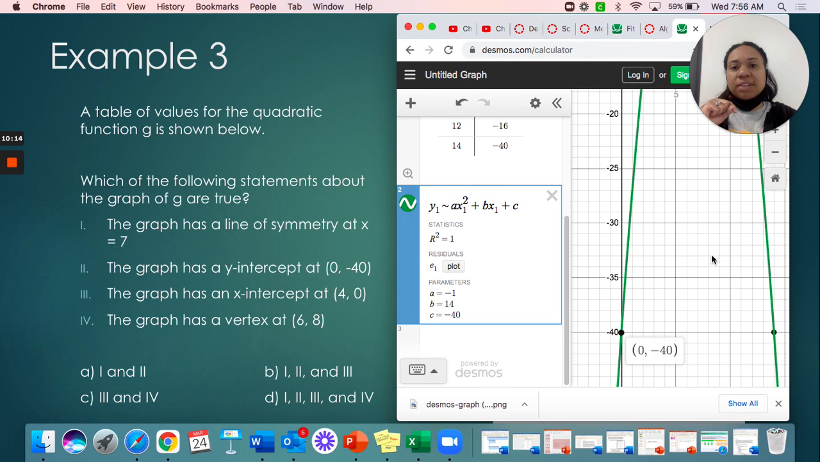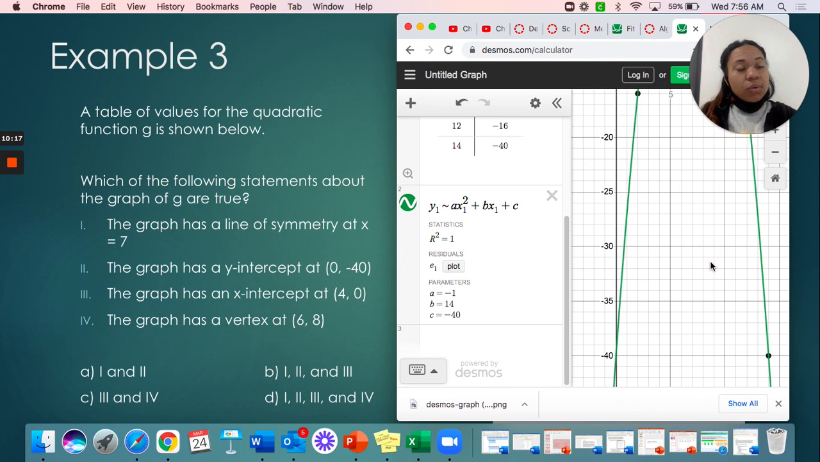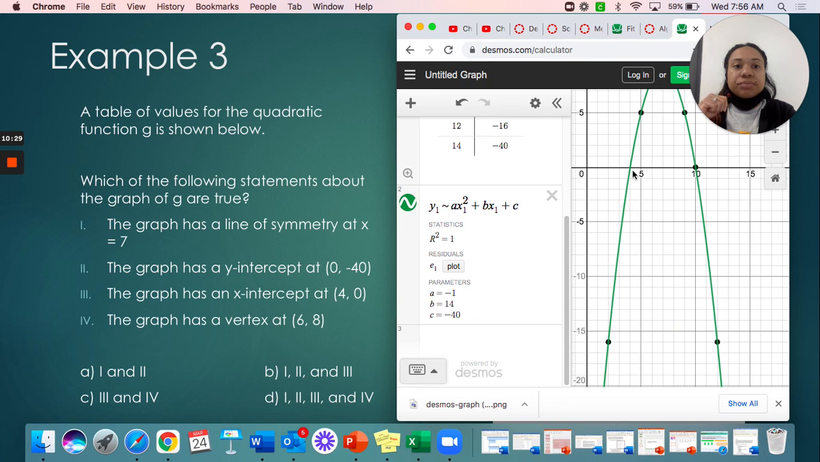The graph has an x-intercept at 4, 0. I don't know. Let's go look. Okay, so my encouragement is take your time looking. You have something that's giving you the answers. It's your job to know what each thing means. So it has an x-intercept at 4, 0, and it has an x-intercept at 10, 0. So yes, one of the x-intercepts is at 4, 0.